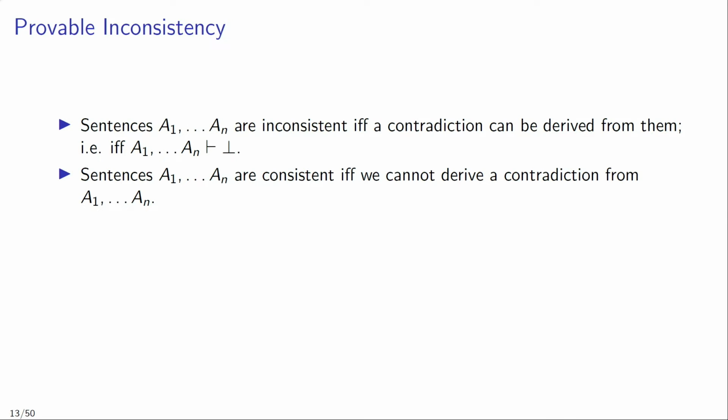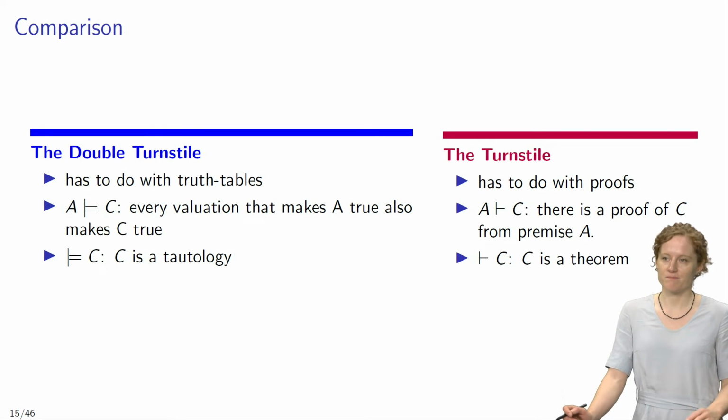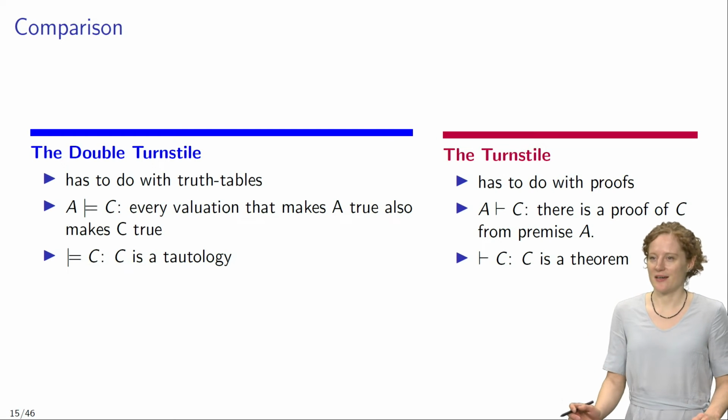So let's finish off our discussion by comparing the double turnstile with the turnstile. The double turnstile has to do with truth tables. A double turnstile C says that every valuation that makes A true also makes C true. And that's a property that we can read off in the joint truth table of A and C. And double turnstile C says that C is a tautology. Now the turnstile, on the other hand, has to do with proofs. A turnstile C means that there is a proof of C from premise A. And turnstile C means that C is a theorem.